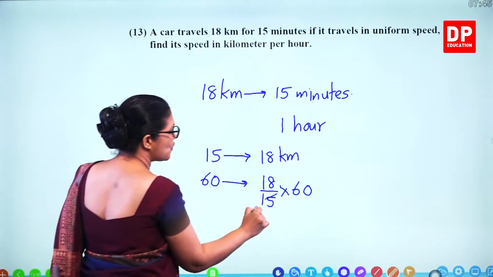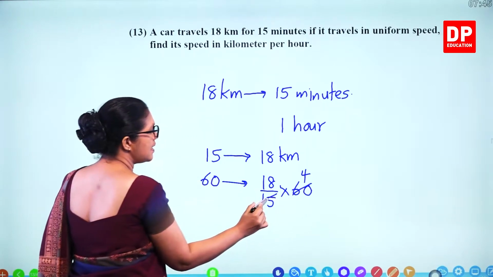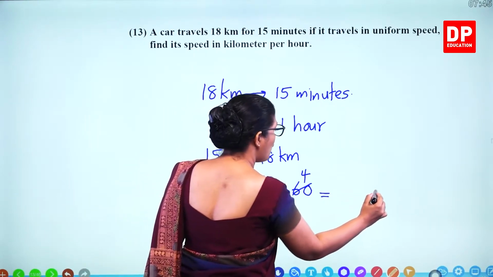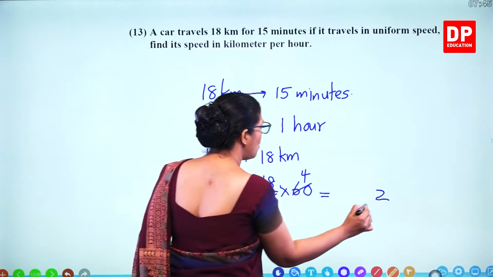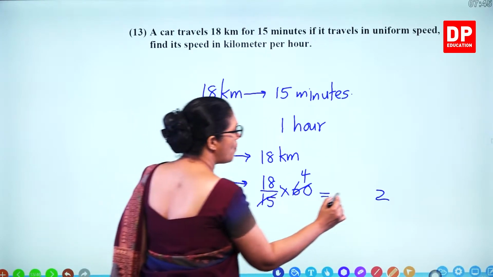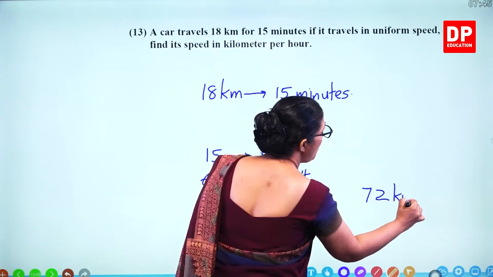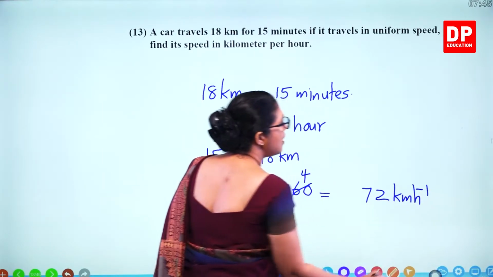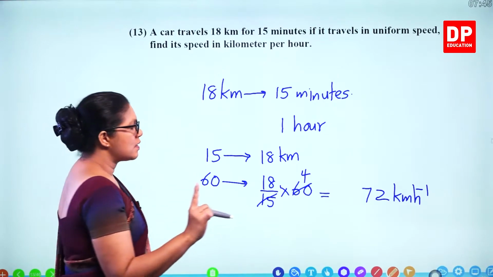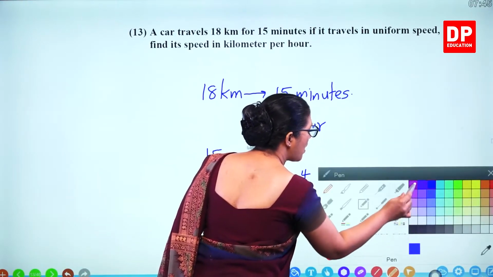So 15 times 4 is 60. 18 times 4. 4 times 8, 32. And 4 times 1, 4 plus 3, 7. So 72 kilometers per hour. So that's the speed. 2 marks for that.